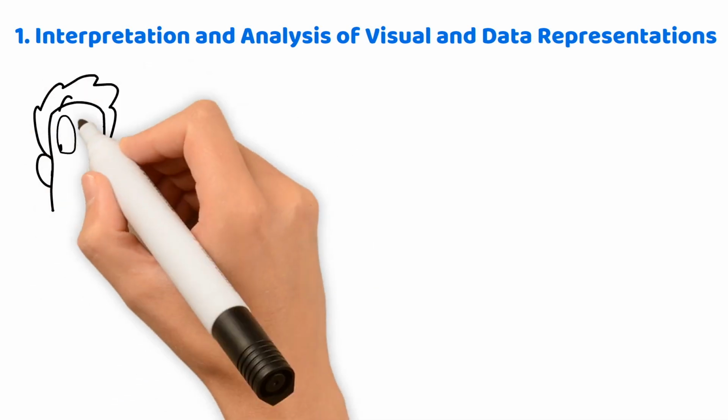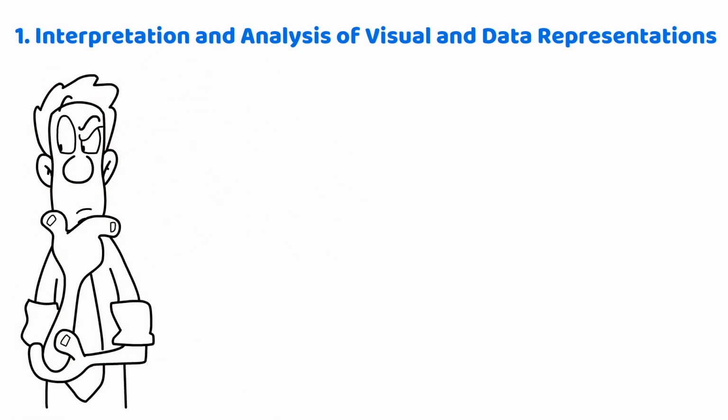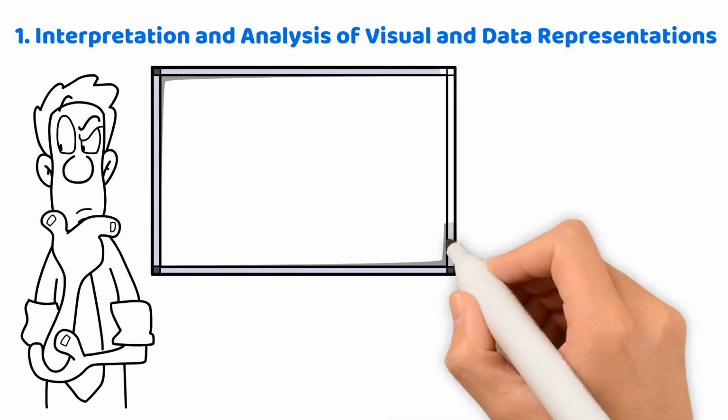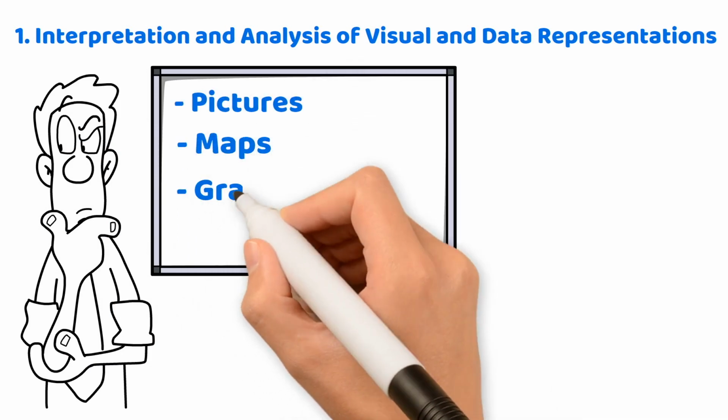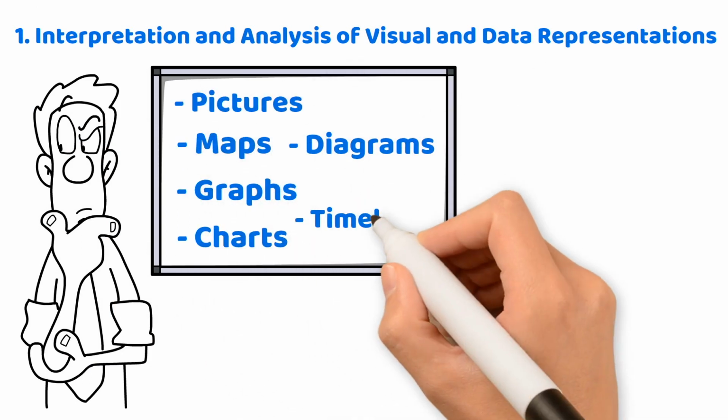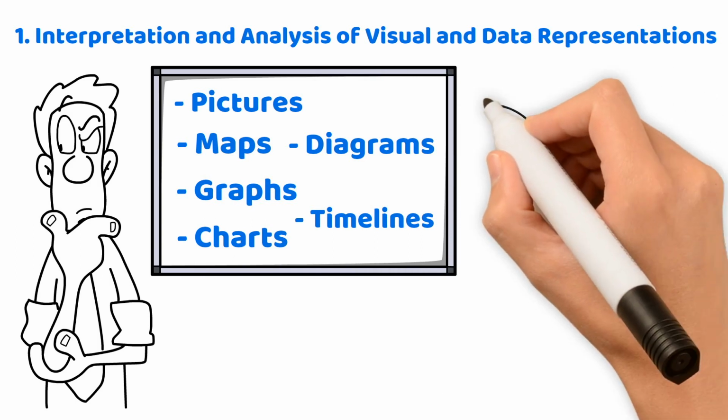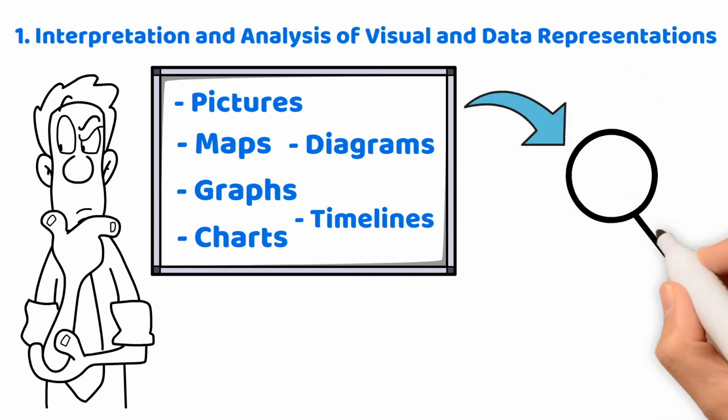First, we need to understand how to interpret and analyze various forms of information. This includes pictures, maps, graphs, charts, diagrams, and timelines. Each type of visual aid has a specific purpose and a particular way it should be analyzed.